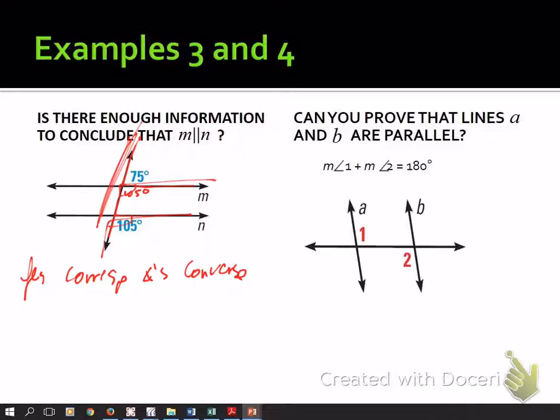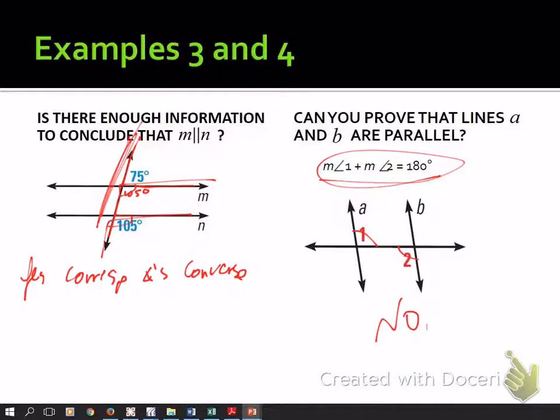How about over here? Angle 1 and angle 2 apparently are supplementary. They add to 180. Can you prove the lines A and B are parallel then? No, you definitely cannot. These are alternate interior angles and would need to be congruent. Just because they add to 180 doesn't mean that they're congruent. They can be, but they don't have to be. So we don't have enough information right now. We would need to know that angle 1 and angle 2 are congruent in order to prove that these lines are parallel. So this is a big fat no.